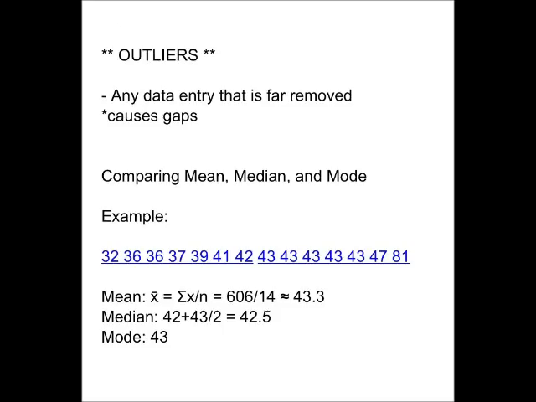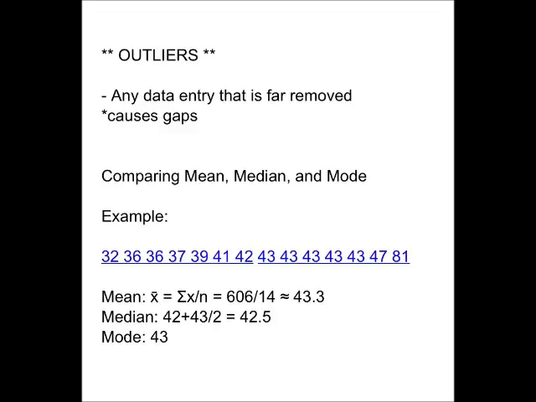To throw this term in, we have outliers, which would be any data entry that is far removed. An outlier can cause gaps in between a data set. So now we're going to compare the mean, the median, and the mode. For example, we gave you a data set, numbers starting from 32 all the way to 81.